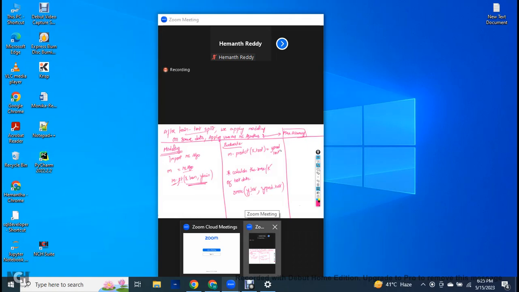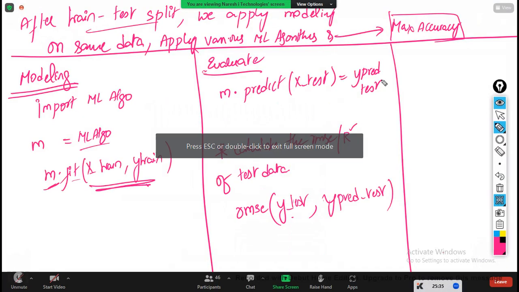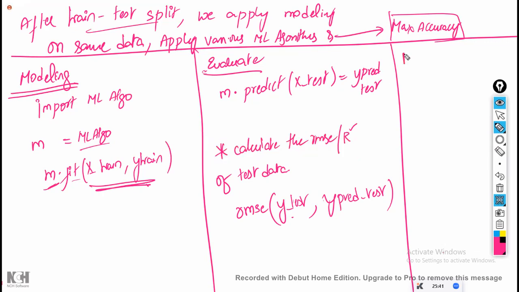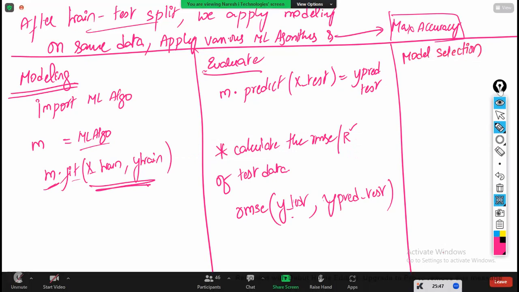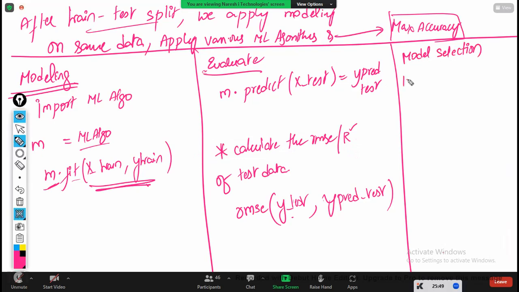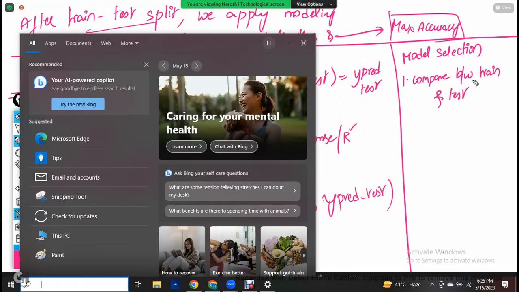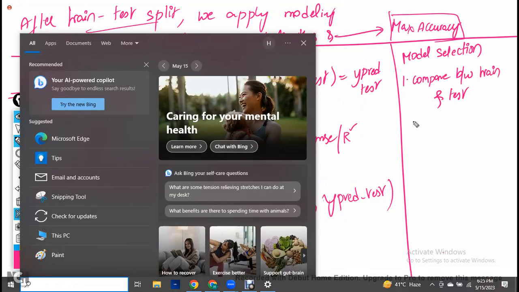Once we have done the evaluation, we have identified whether our model is a good one or a bad one. Deciding whether our model is good or bad is called model selection. How are we going to decide? One, compare between train and test: train accuracy and test accuracy, how the performance is in the class and how it is after the class. Compare between them. Two, as the data changes, how the performance changes, that is CV.